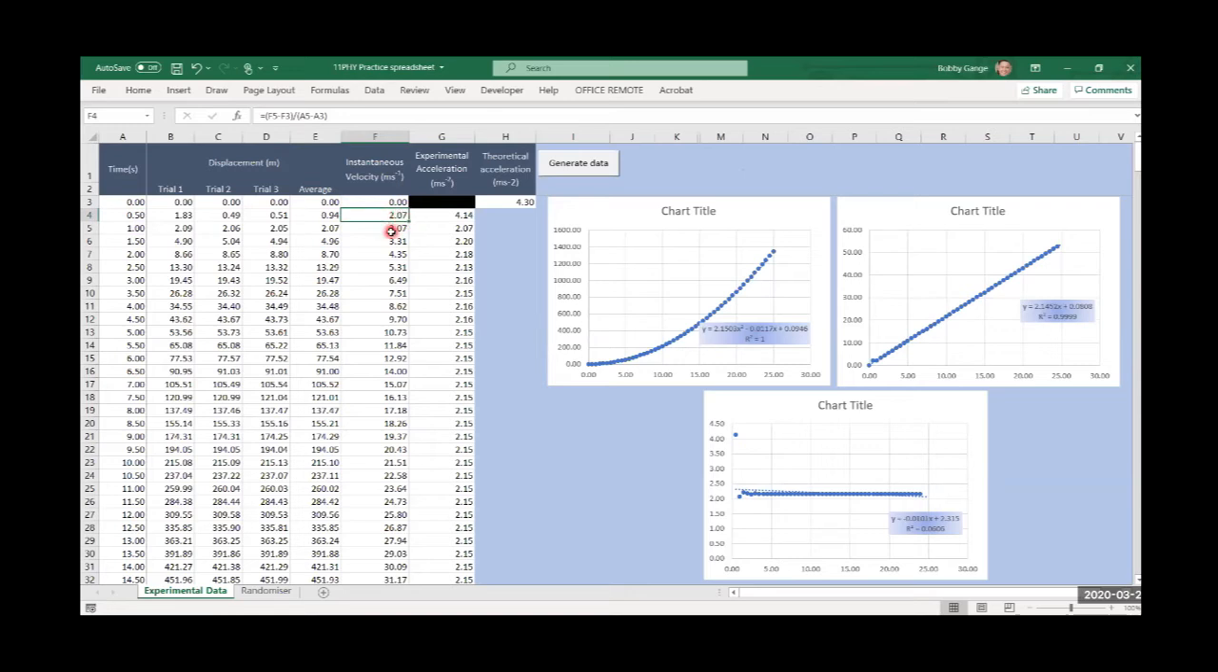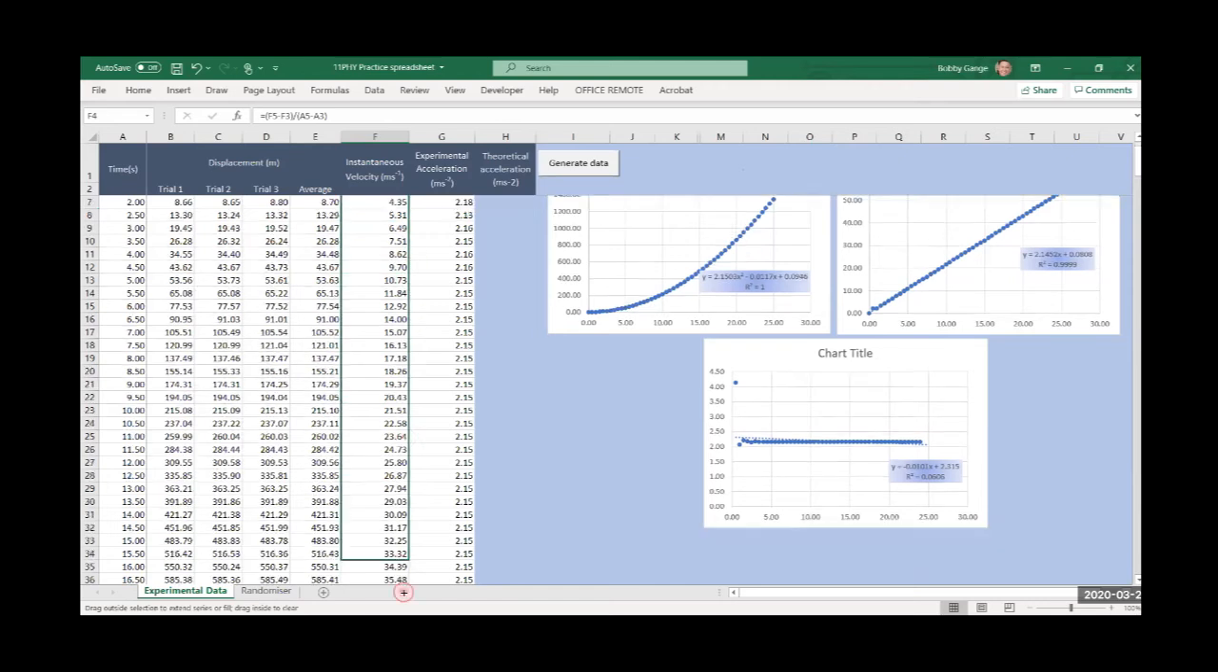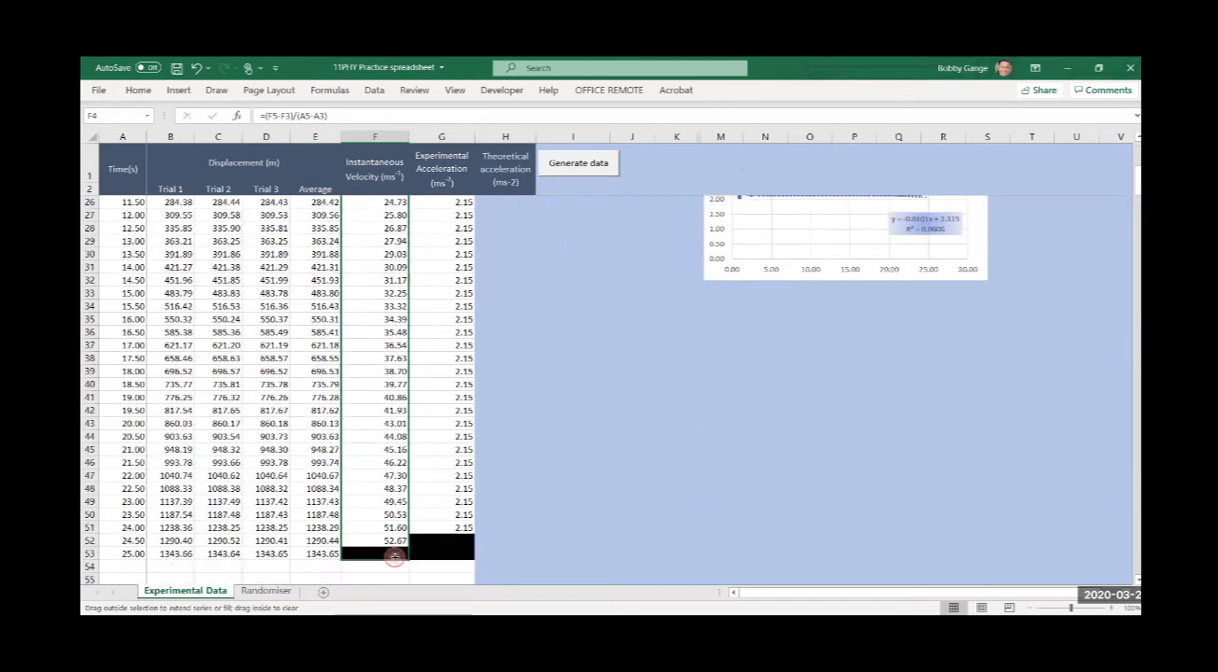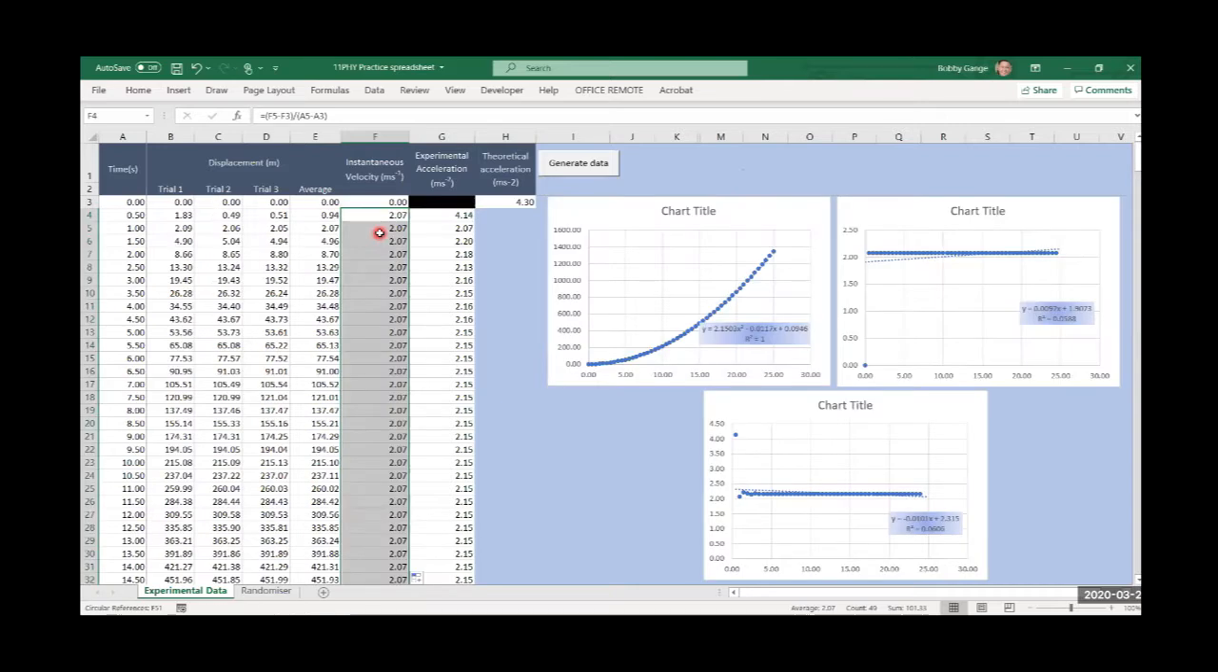Now, I don't want to have to type that in for every single one of them. So what are you going to do for that? What you need to do is go over to the bottom right-hand corner of the cell that you've just entered, click on that, and then drag it to the rest of your data. Notice that I've left the bottom one blank here. So just leave that for the moment.